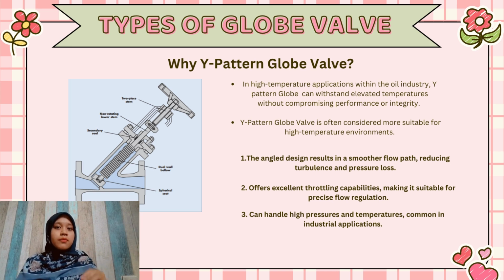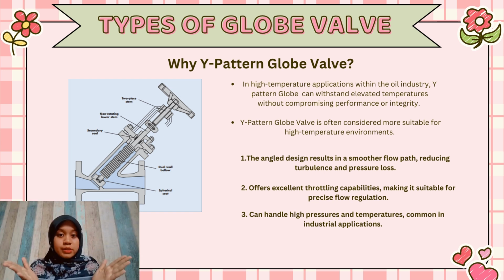The globe pattern that will be used in our industry, the oil refining process, is the Y pattern. Why? Because of the features of the body itself. Imagine, in the oil refining process, there will be four or more tanks that conduct different temperatures in each tank. So, in order to flow the fluid at a suitable pressure and temperature inside the tank, we must choose the right features of the body. The Y pattern can reduce the pressure loss and the turbulence, and offers excellent throttling capabilities, making it precise and suitable for flow regulation.